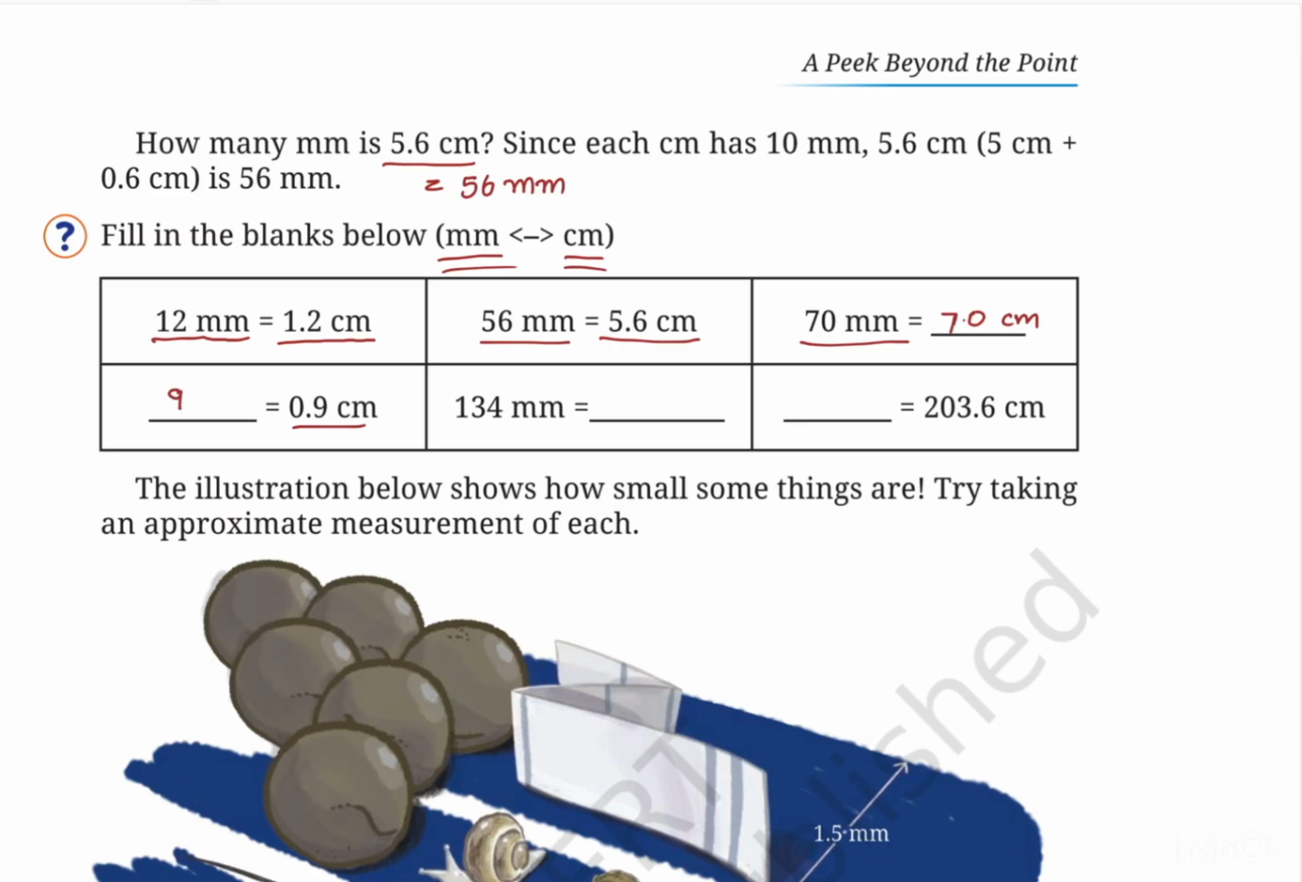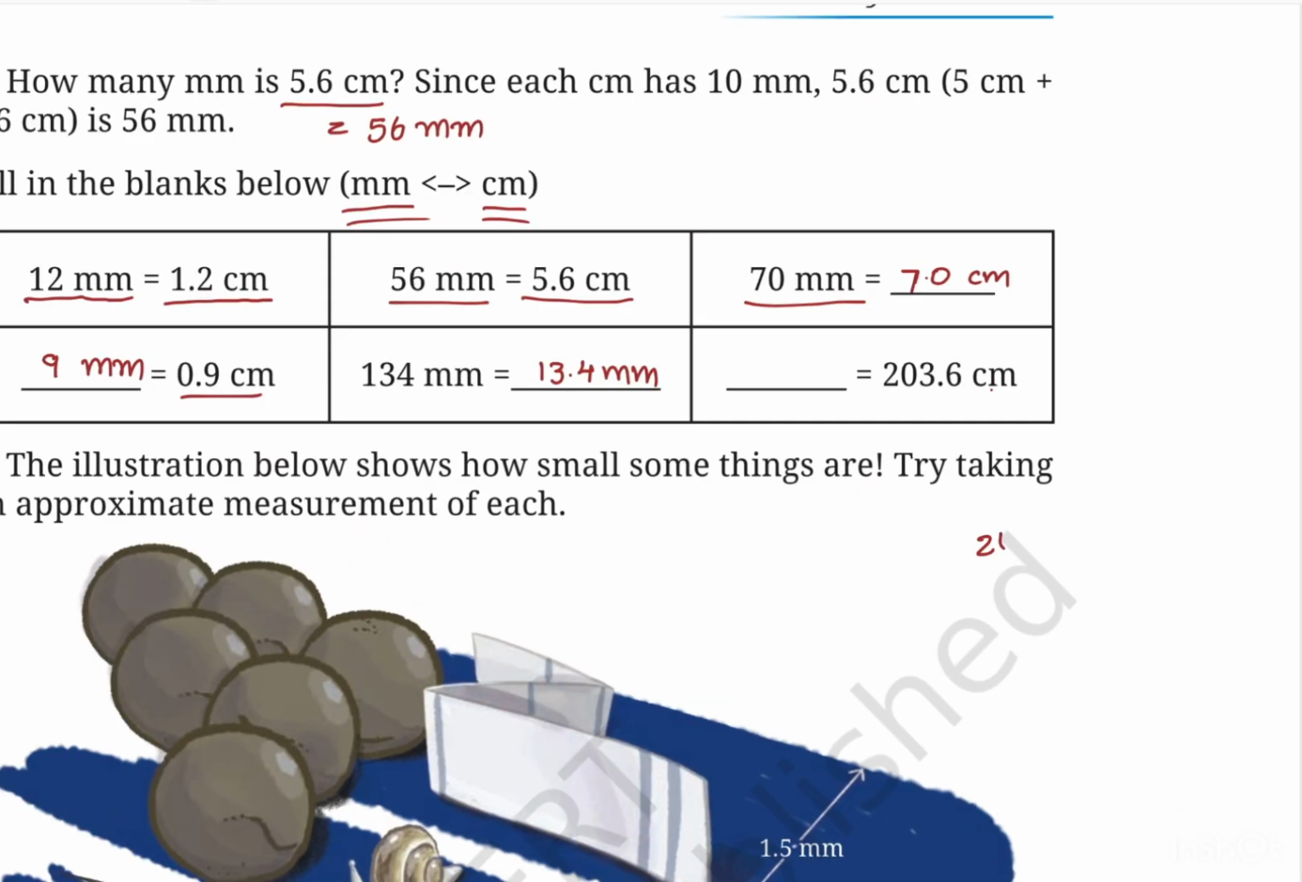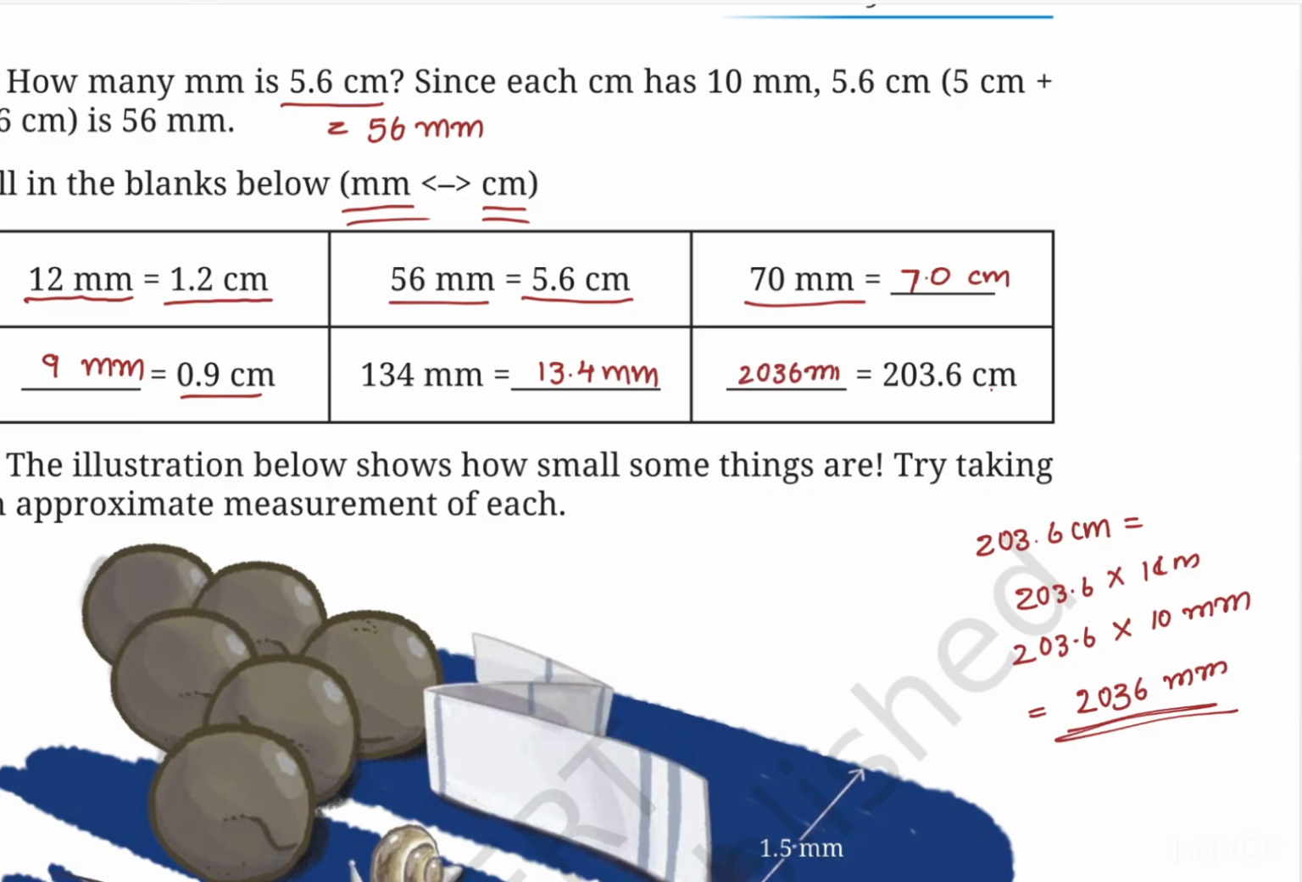Next we have 0.9 centimeter. So it will become 9 millimeters. 134 millimeters will become 13.4 centimeters. 203.6 centimeter is equal to 203.6 into 1 centimeter. 1 centimeter means 10 millimeters, so it will become 2036 millimeters. So the answer is 2036 millimeters.